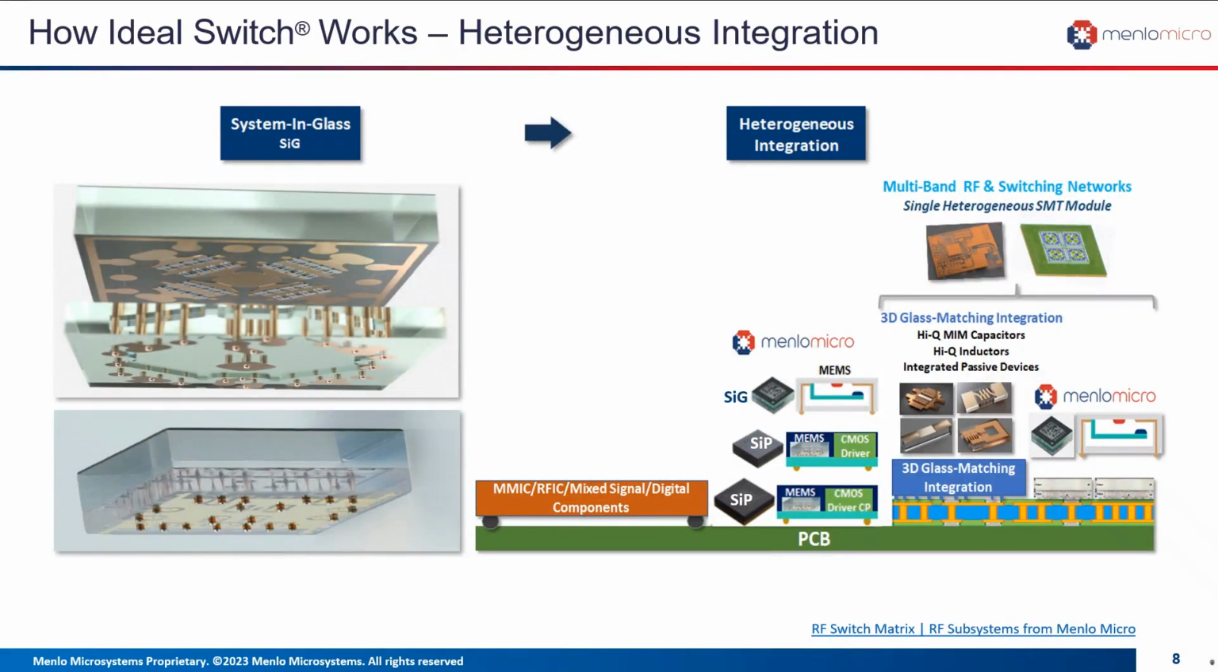In addition, the ideal switch system in package, SiP, consists of SiG, which is the glass element with the key MEMS switch element, and it can be integrated with a CMOS-based high voltage driver chip inside the land grid array, or LGA, or ball grid array, BGA, IC packages, which constitute the majority of our current RF switch product portfolio. So the SiG and the SiP are shown in the picture above with the Menlo Micro label on it.